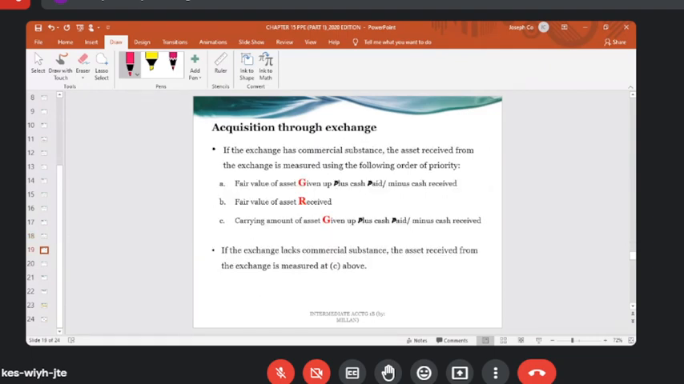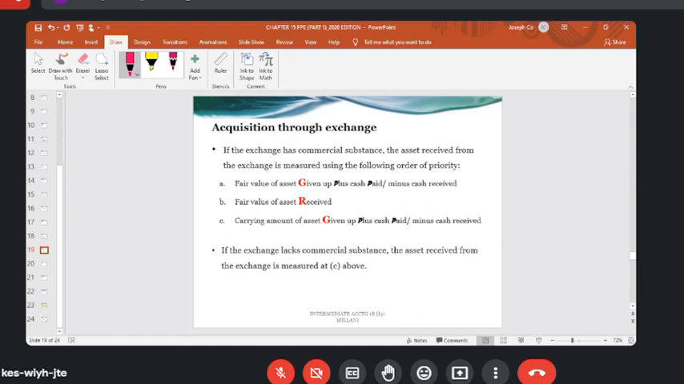Okay, in case magkaroon ng exchange, ito po yung priority order pag record ng new asset: fair value given up plus cash paid or minus cash received, fair value of asset received, and book value given up plus cash paid minus cash received, if there is a commercial substance. Pero kung no commercial substance, ignore the fair value.